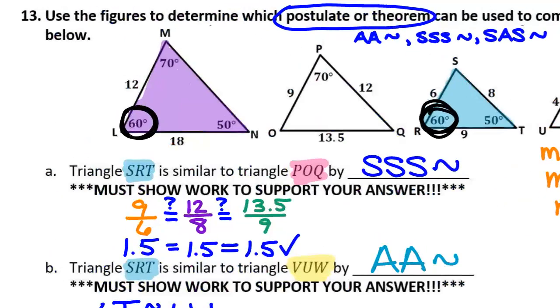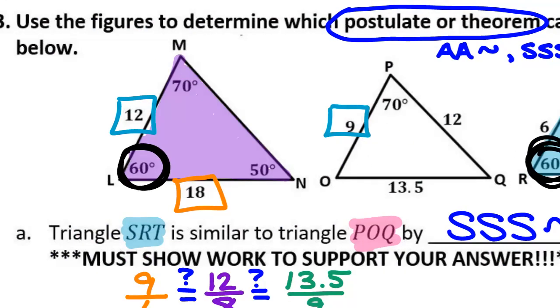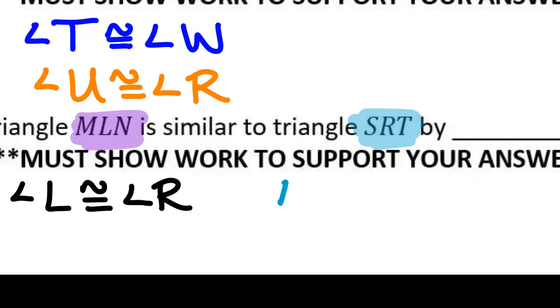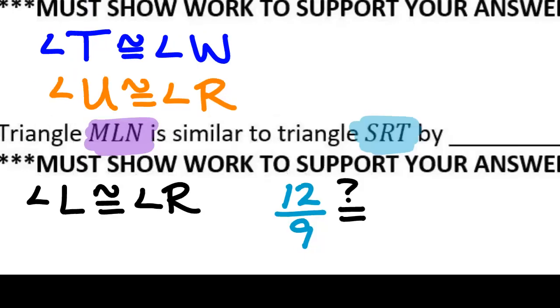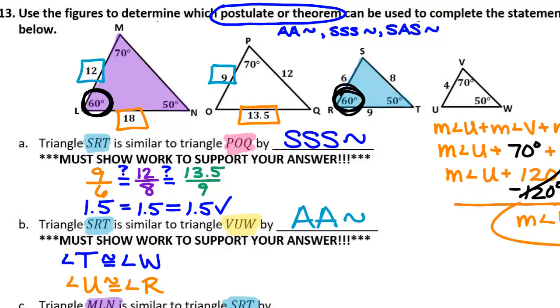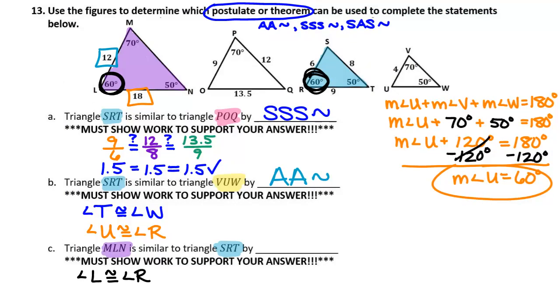And then I would have to match up my corresponding sides. So 12 and 9 would match up. 18 and 13.5 would match up. Remember, I do biggest to biggest, smallest to smallest. So I would have to show that 12 over 9 comes out to be exactly the same as 18. Oh wait, I'm looking at the wrong triangle here. My apologies. I drew my lines to the wrong thing. All right, let's try that again.